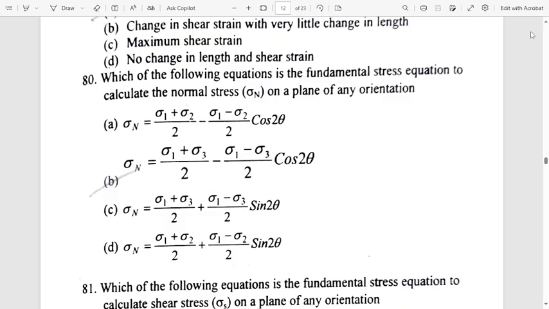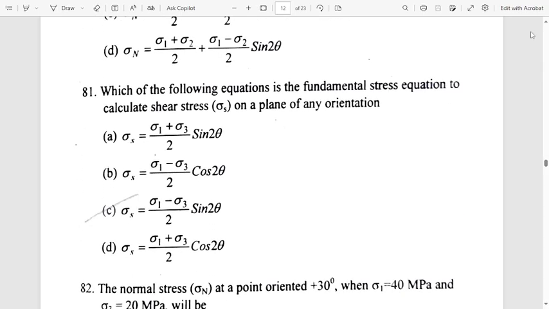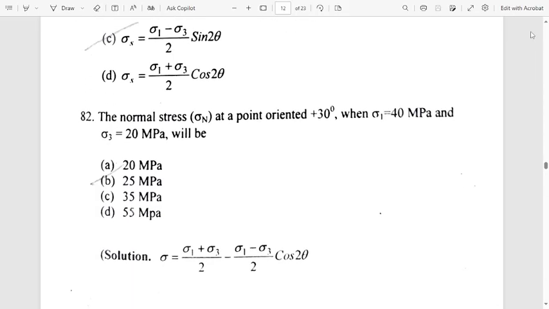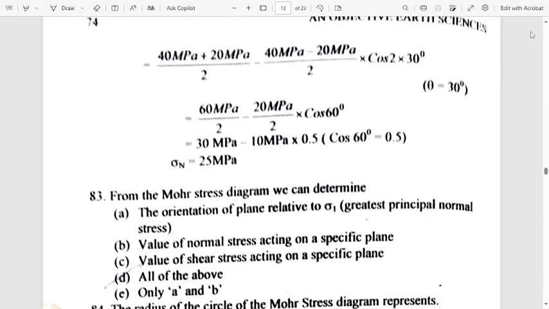cos 2 theta. Which of the following equations is the fundamental stress equation to calculate shear stress sigma s on a plane of any orientation? Sigma s is equal to (sigma 1 minus sigma 3) by 2 sine 2 theta. The normal stress sigma n at a point oriented plus 30 degree when sigma 1 is equal to 40 megapascal and sigma 3 is equal to 20 megapascals will be 25 megapascal.